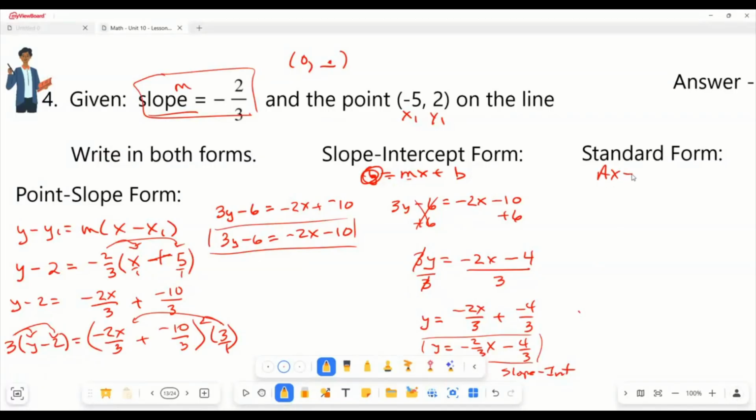Now we need standard form. X and y have to be on the same side. I'm going to go back to my nice neat package, pull my package over.